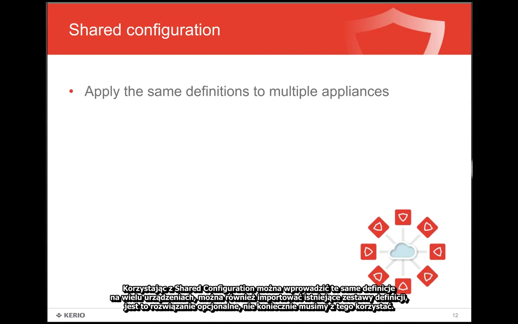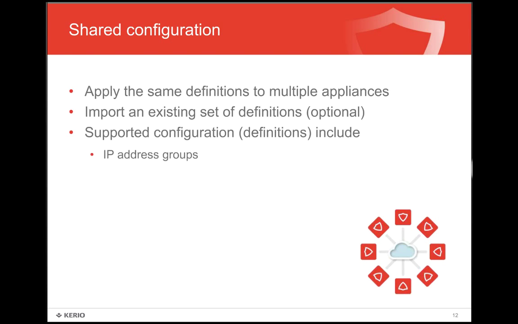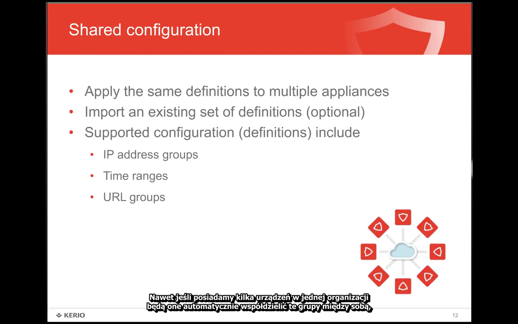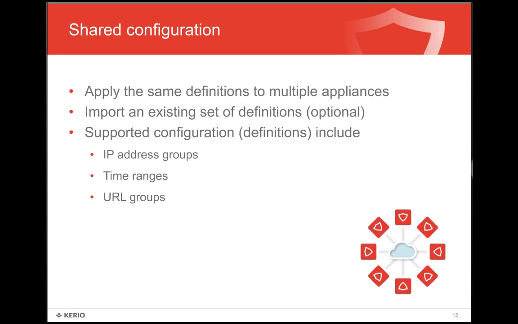When it comes to shared configurations, you can apply the same definitions to multiple appliances, and you can import an existing set of definitions, which is optional. You do not need that. What configurations, or better said definitions, are included? Those are the IP address groups, the time ranges, and URL groups. So even if you have several appliances in one organization, those will automatically share all those 3 groups of definitions.